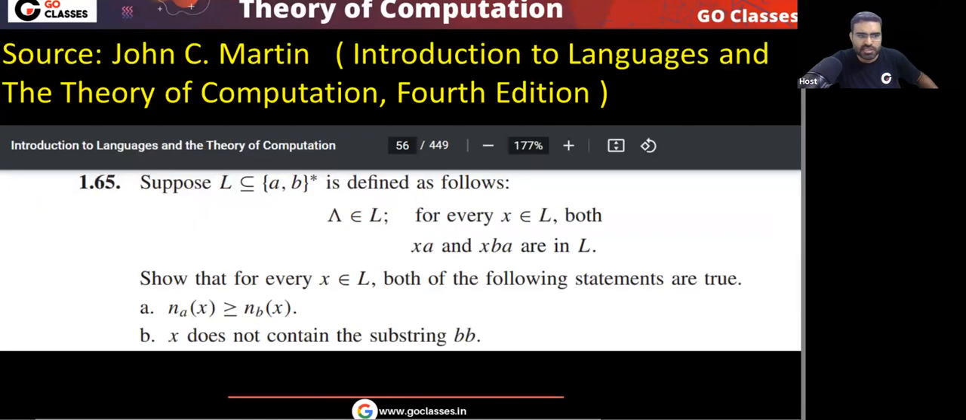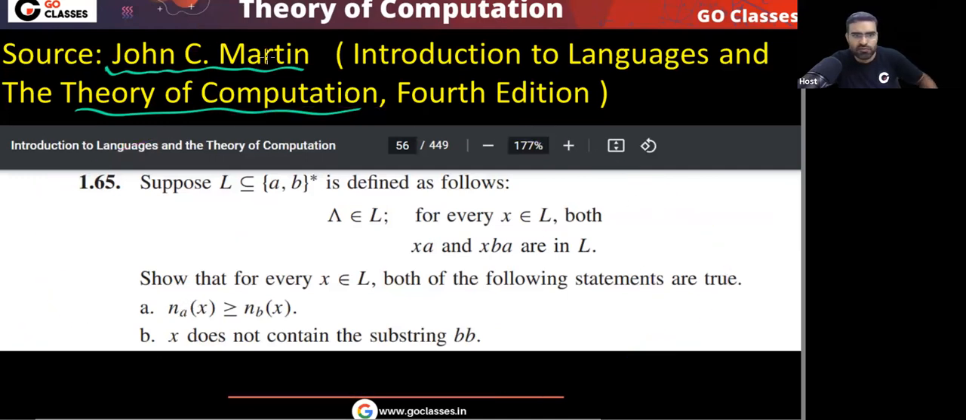Let me tell you, this question is taken from John C. Martin's book. So this is a very nice question. This is taken from John C. Martin, Theory of Computation book. So this is a very nice question. You can check it out. I have taken this question as it is.